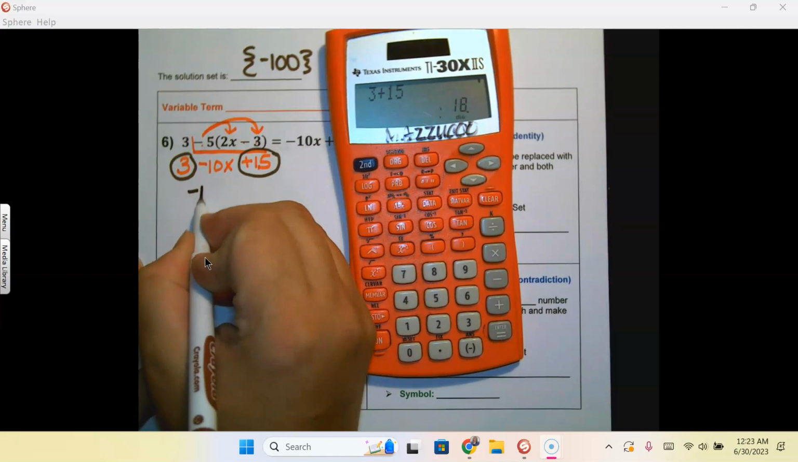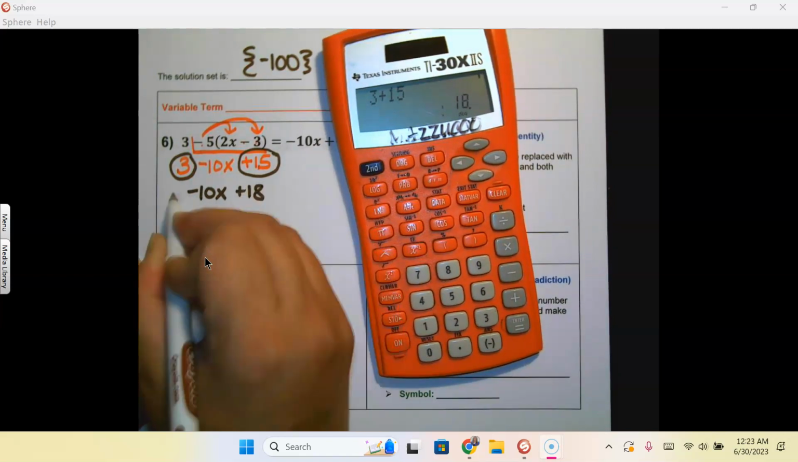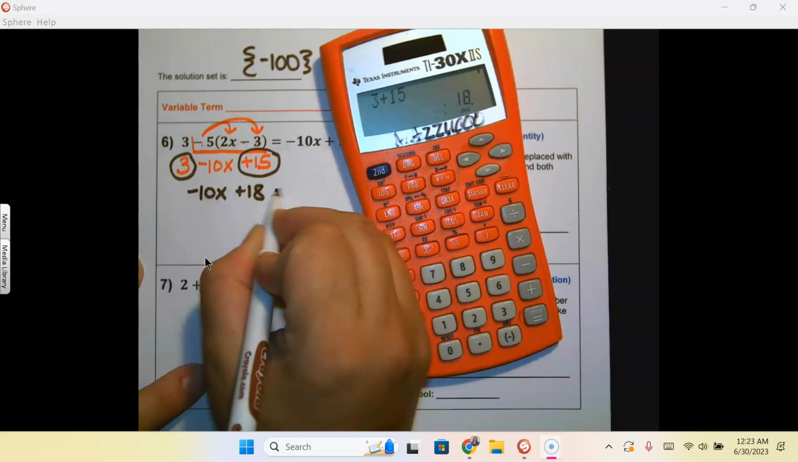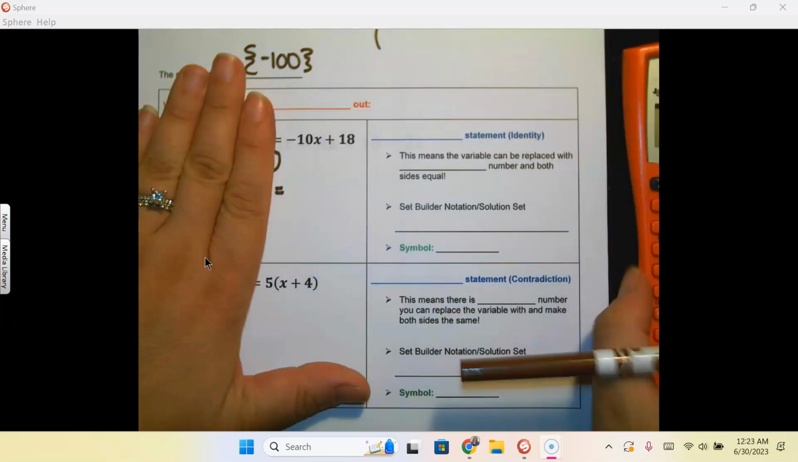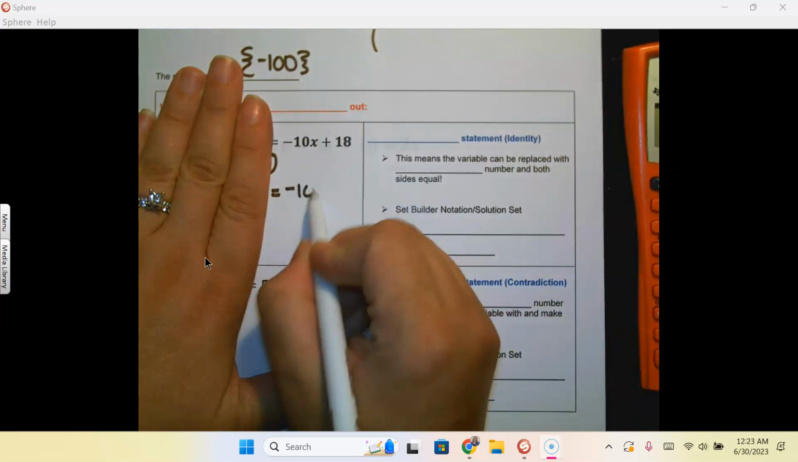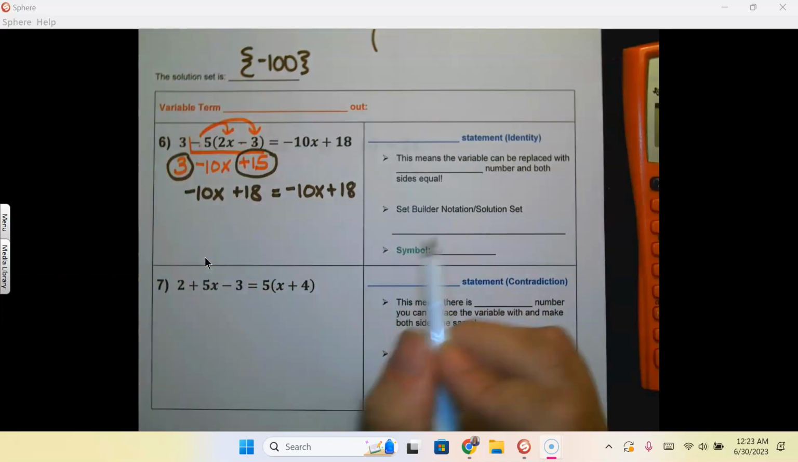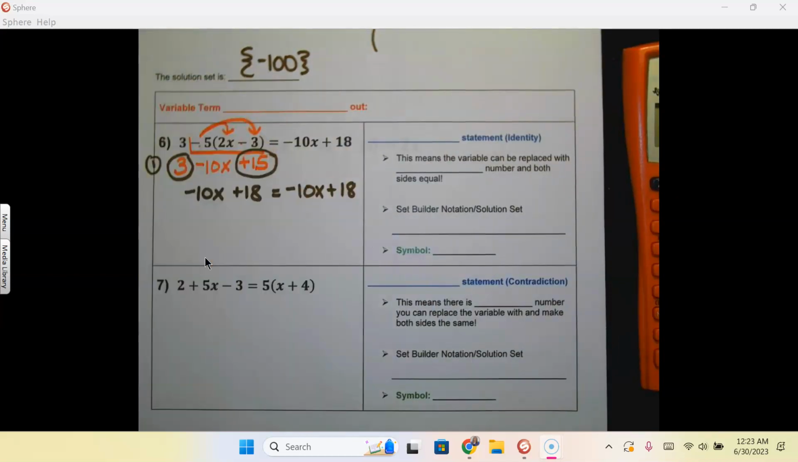So I like to put my x, so I'm going to bring this down first, and then the 18. It doesn't matter, you could do 18 minus 10x, up to you. Okay, now we look on the right side, and these two cannot be combined, so I'm just going to bring them down, because one has an x and one doesn't. Okay, so that was step 1, we simplified.